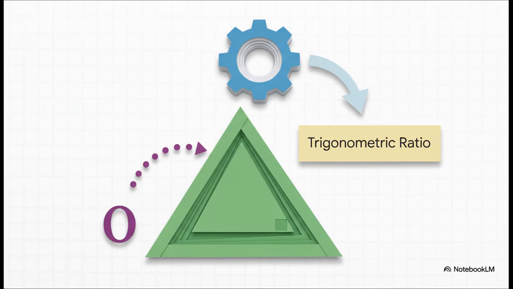Okay, let's do a super quick recap of how all these blocks fit together. We have a trigonometric function, which is really just a rule. That rule is a trigonometric ratio. A ratio is just a comparison of two sides of a right triangle. And how do we know which two sides? It all depends on our point of view, that little angle we call theta. See? It's a perfect logical chain.